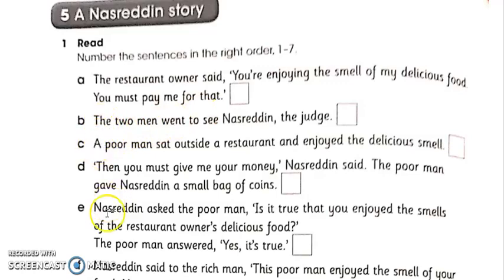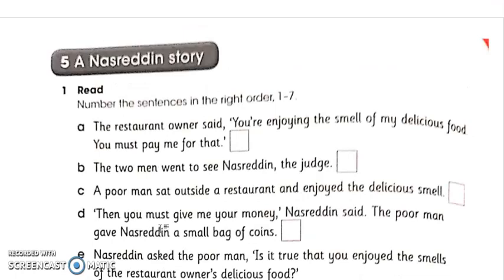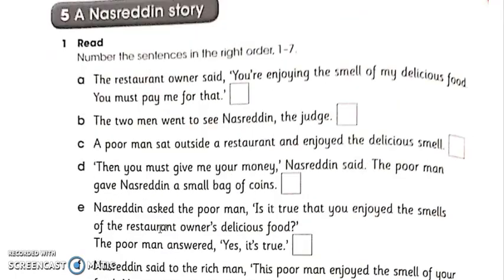Then B, C, D, E, F, G. All these sentences you need to write in number order, 1, 2, 3, 4, 5, like that. Which sentence was spoken first? Next to that sentence in the box you will write number 1, and then in the same way number 2, 3, 4. So pause the video, take your time and write the numbers in the boxes, and then move to the next activity.